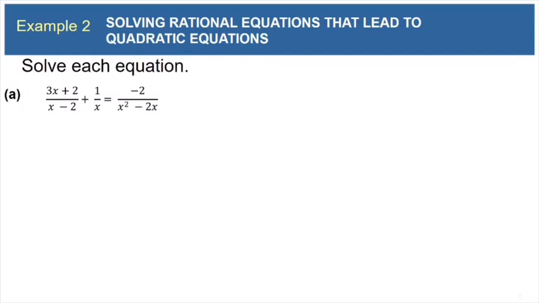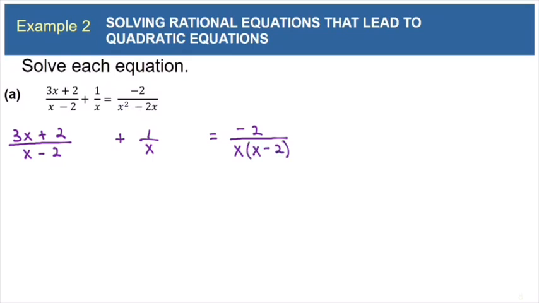So let's go ahead and do that. I'm going to leave this first term and this second term alone, and I'm just going to factor the denominator on the right side. So to factor this, we just notice that it has a GCF of x. So I'll factor out the x, and then in parentheses, that's going to leave x minus 2.